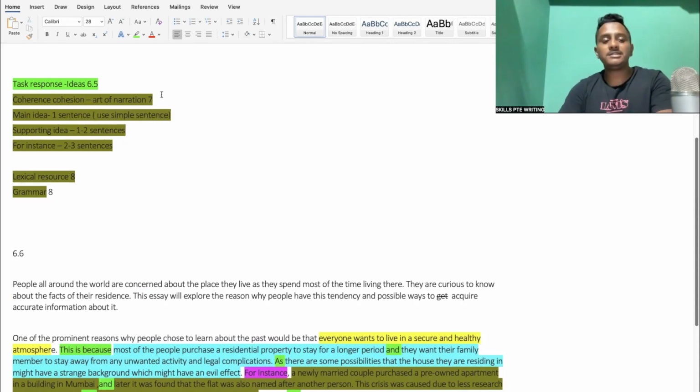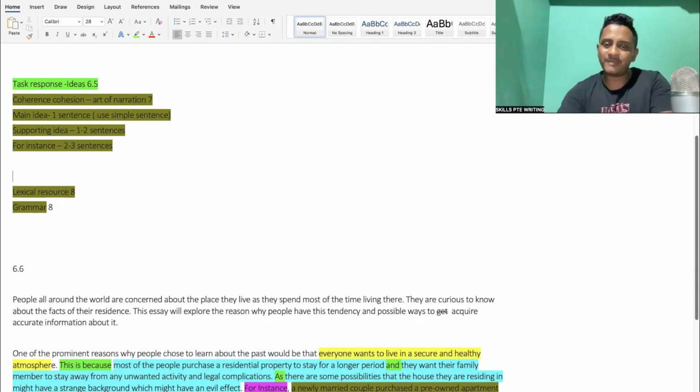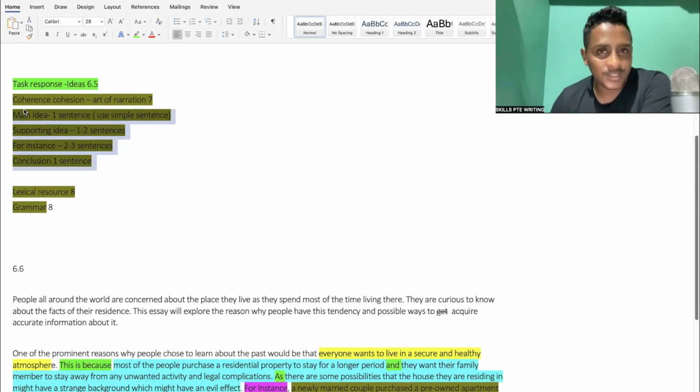Use simple sentences. The rest compound, complex. You can put a conclusion, not mandatory. If you really want, you can put a conclusion in 1 sentence. So this is the chart, and the template folder will help you get this automatically if you just follow the template. If you don't want to follow the template also, it's fine.